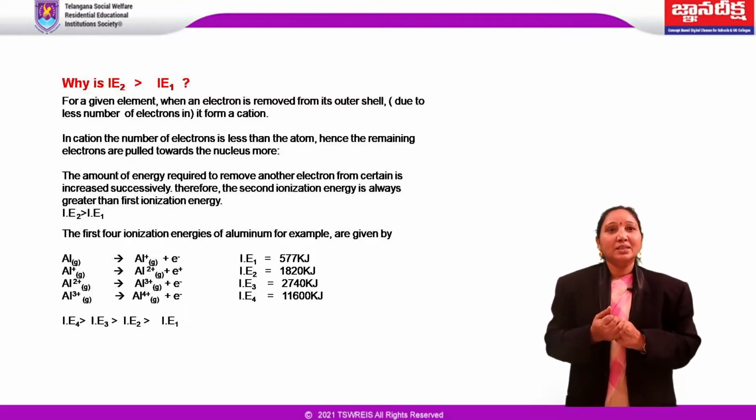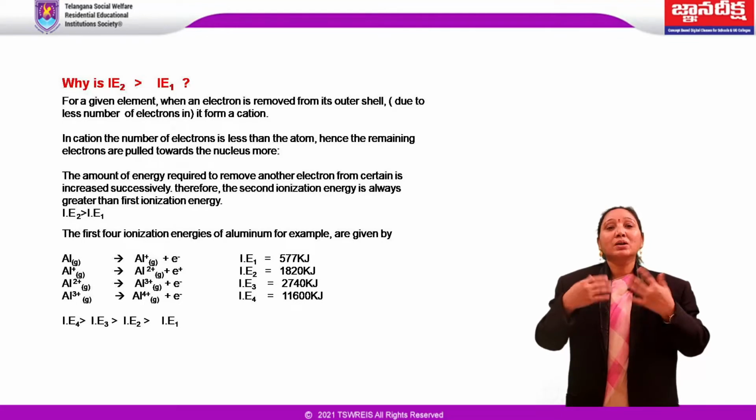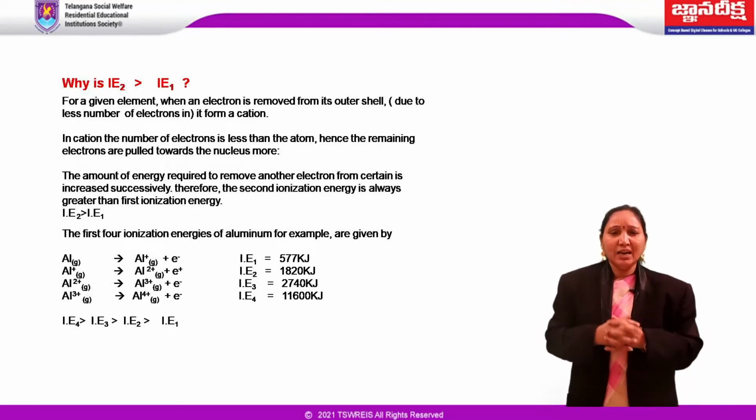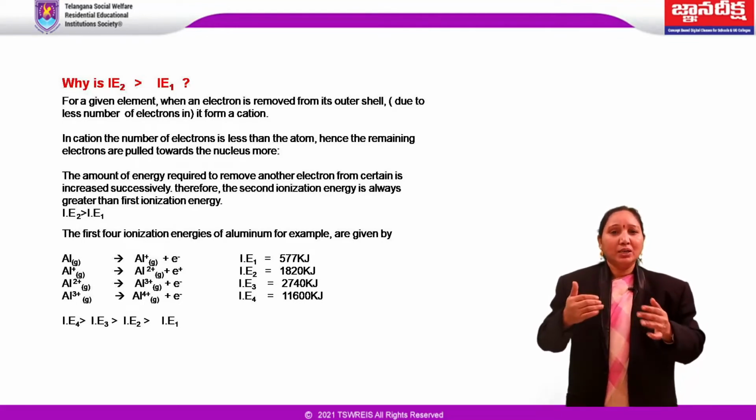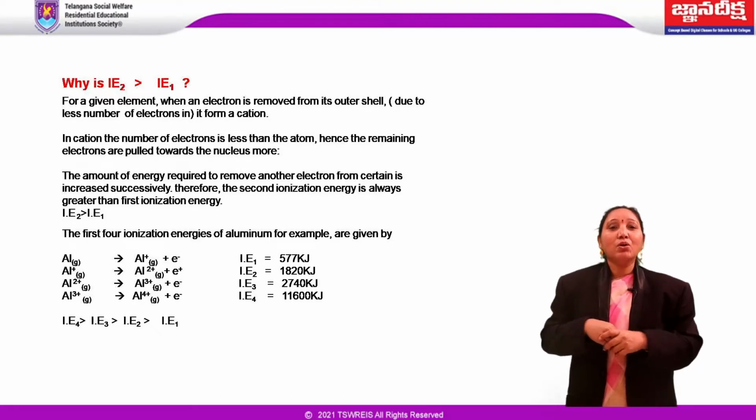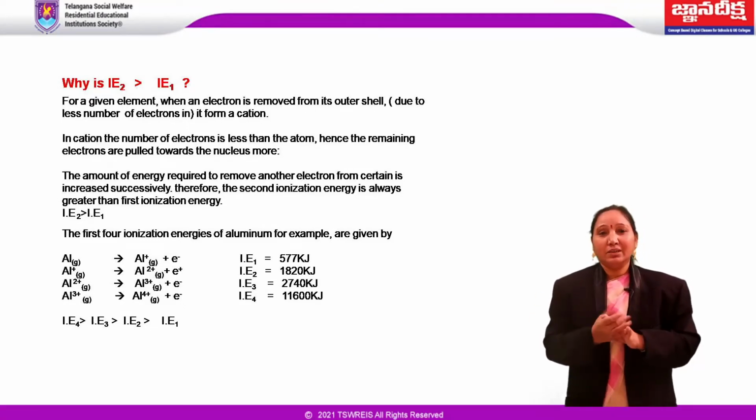And successive ionization energies are always greater than the previous ones because the electrons are being pulled away by more positive charge. That means the electrons will be pulled towards the nucleus with more energy. The effective nuclear force on the electrons will be more. That is why the successive energies are always greater. From this we can learn that IE2 is always greater than IE1.